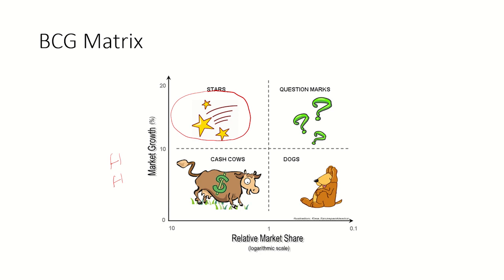Now, there are a few products whose growth rate will be very high, but they might not have a great market share. So such products fall in the question mark quadrant. Now, what is the question mark? The question mark is, will such products be able to acquire very high level of market share? So that's the question mark.